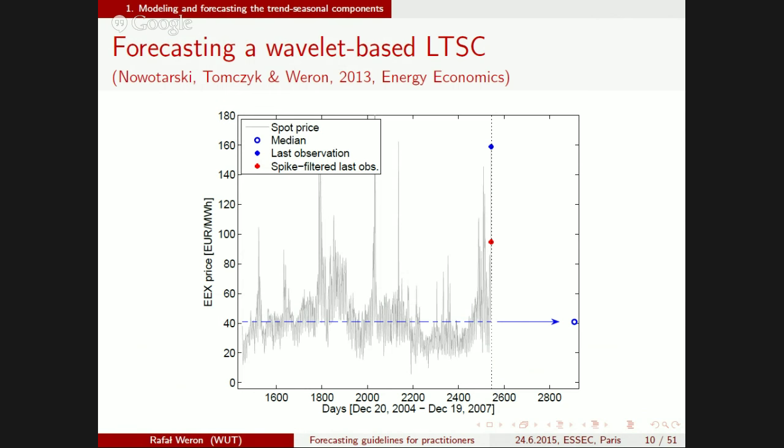Now, a big question is how to forecast the seasonal component. If you have monthly dummies, if you have sines, then this is a purely periodic function. You just extrapolate it into the future. There's no problem at all. What happens if you have a smoother like a wavelet smoother?